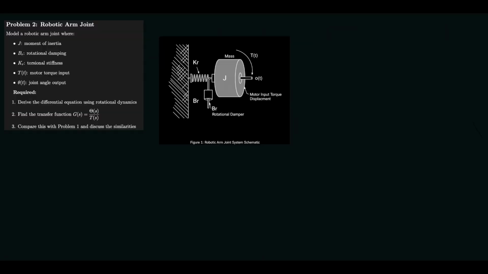We have a problem right here. It said model a robotic arm joint where J is the moment of inertia, B_R is rotational damping, K_R is rotational stiffness. T of t is your motor torque input, your theta of t is your joint angle output. So now we add the summation of our torque. Sum of our torque is equal to J, your moment of inertia, multiplied by alpha.